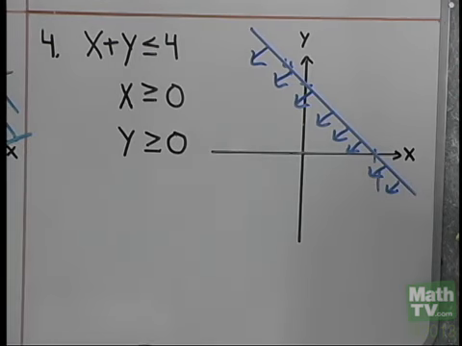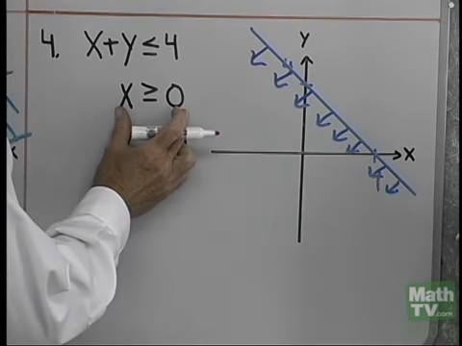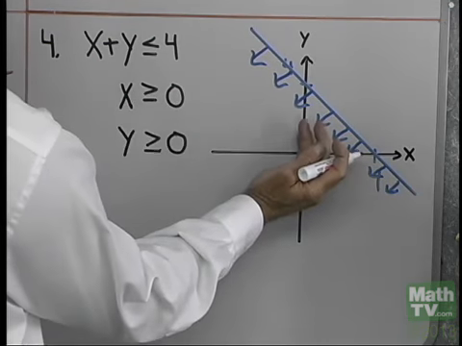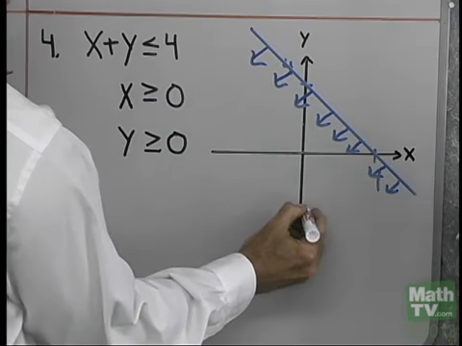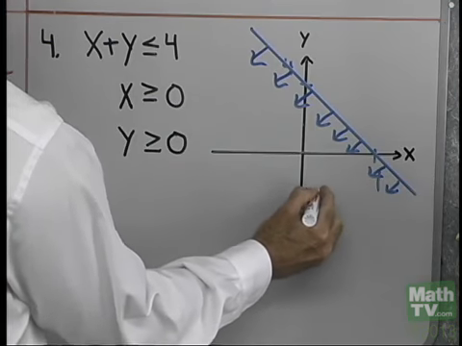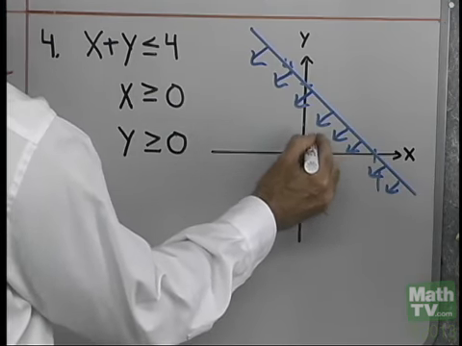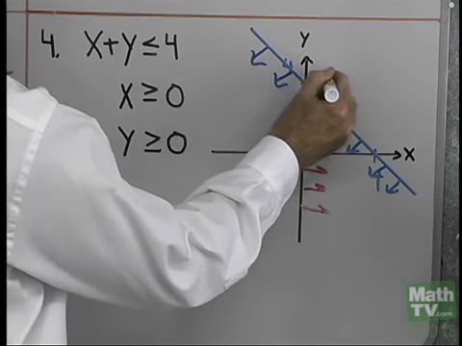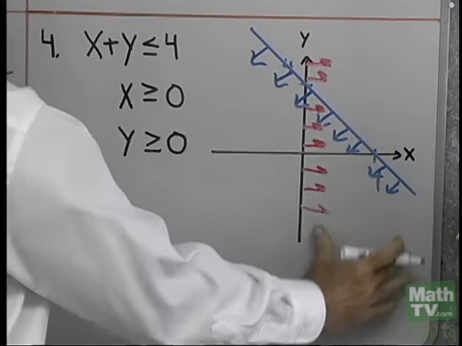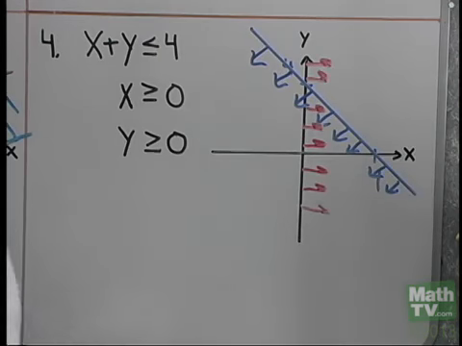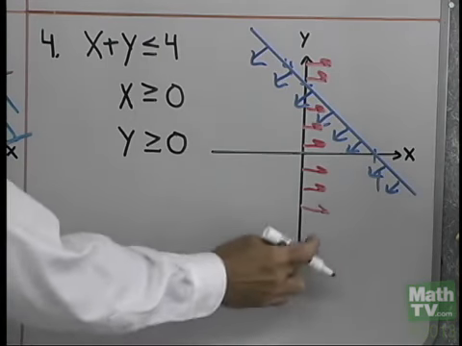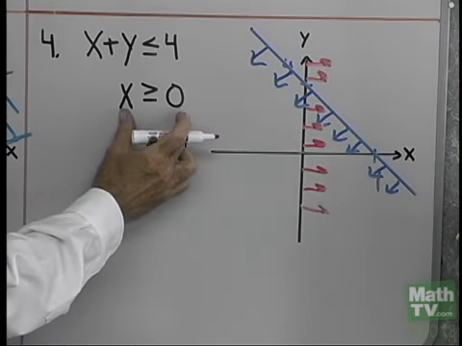Next, this inequality, x is greater than or equal to 0. Well, that's going to be all the x coordinates that are positive. Well, that will be everything from the y-axis on over. So the boundary will be the y-axis, and I'm looking at all the ordered pairs over here in quadrant 1 and quadrant 4, including the y-axis because this is greater than or equal to 0.